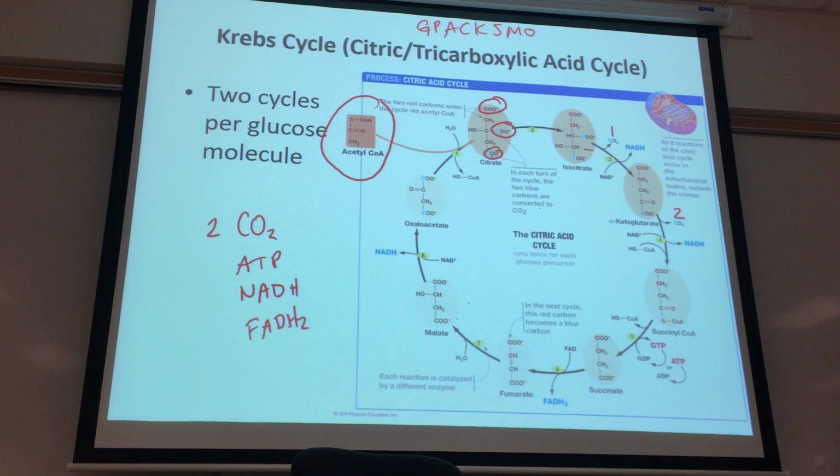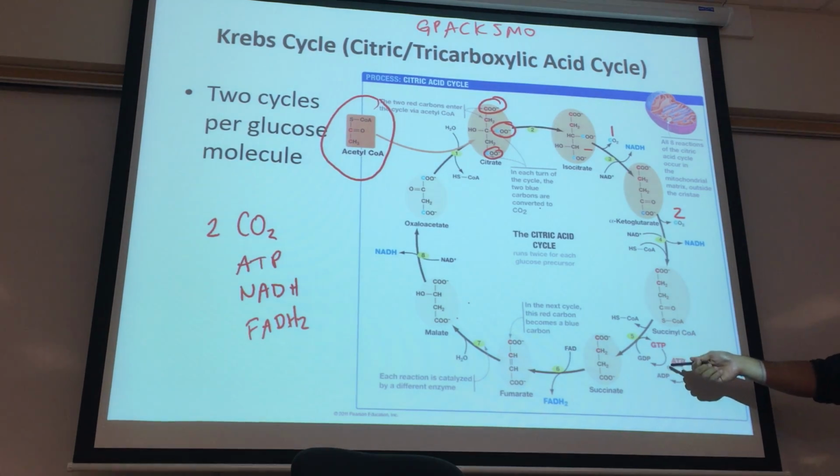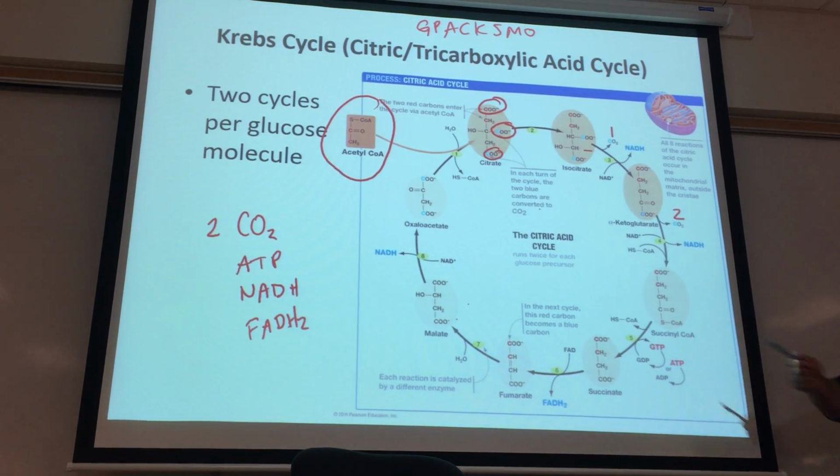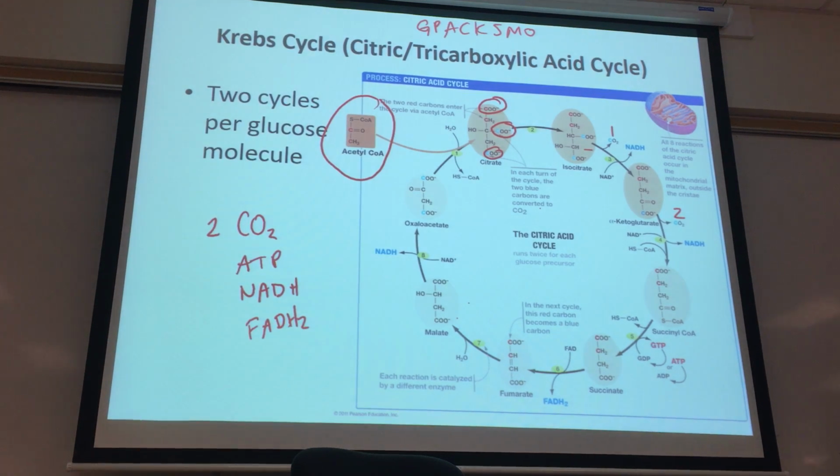Do you see ATP anywhere on here? Yes, right there, right at the bottom. What you're looking at is actually GTP, guanine triphosphate. It's okay, it's another form of ATP. Don't want to get into too much detail. But what we're doing is we're generating one ATP. NADH, where do you see NADH on there? 1, 2, 3, cool. And then how many FADH2 are you seeing on here? Just 1. That's per turn of the citric acid cycle.